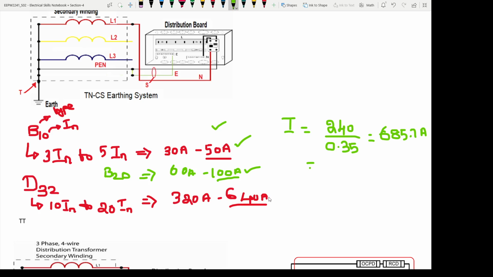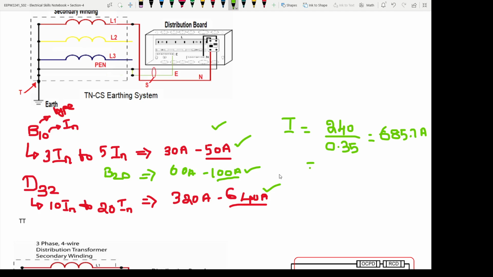And D type, let us consider the D type MCB. If we are using a D type MCB with the TNCS earthing mechanism, the maximum instantaneous tripping current is 640, and how much is the fault current I have? 685. So that means even the D type MCB is going to trip, and it is not going to have any issue.